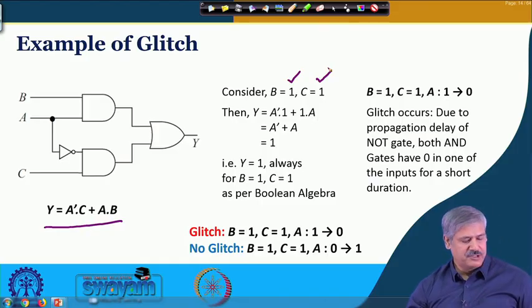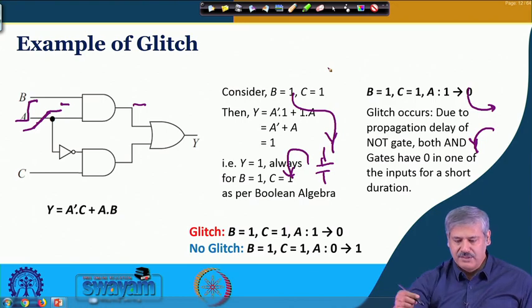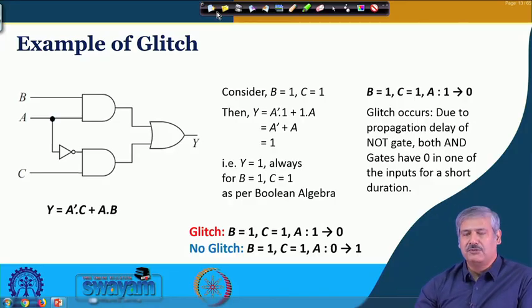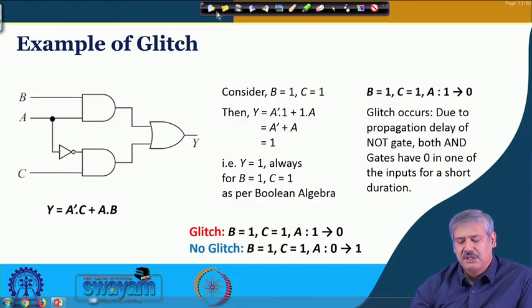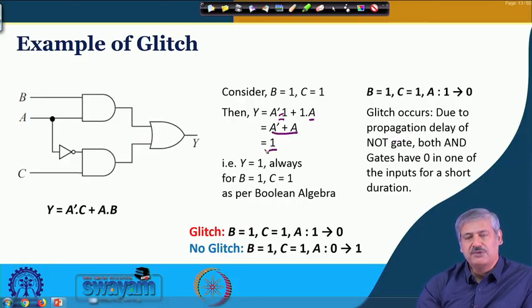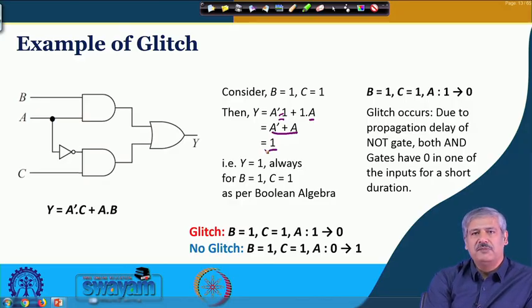In the truth table, if you look at it, you will find that B equal to 1, C equal to 1 gives an output of 1, and it is obtained from the equation also. If you just substitute here, you get A prime plus A, and this is 1. So that means y will always be 1 as per Boolean algebra.